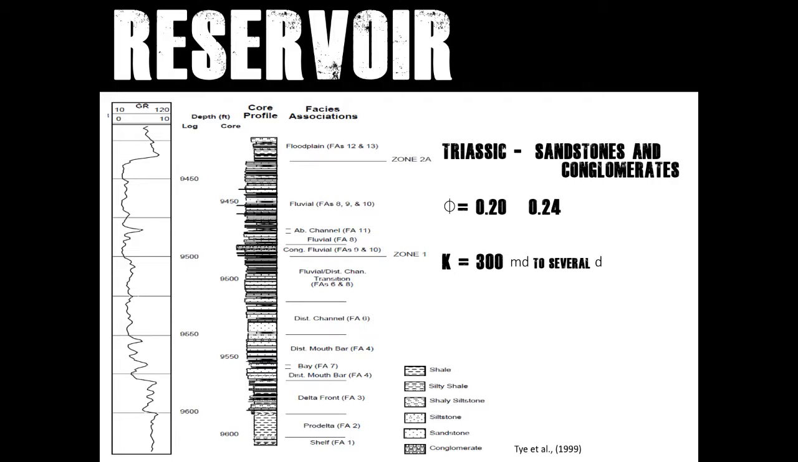The reservoir porosity varies between 20 and 24%, and permeability ranges from 300 millidarcies to several darcies. The average reservoir depth is 2,500 meters, and the average formation thickness is 100 to 200 meters.